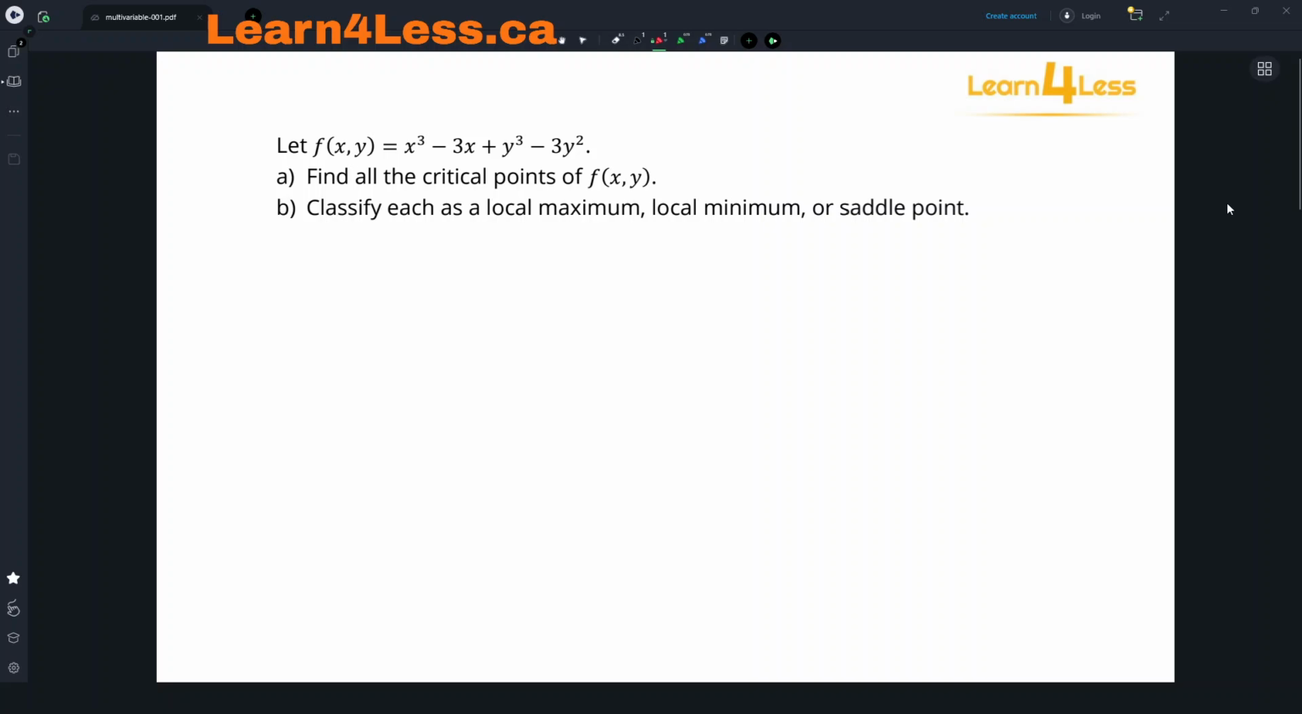Please pause here, read the question, and see if you can solve it by yourself first.